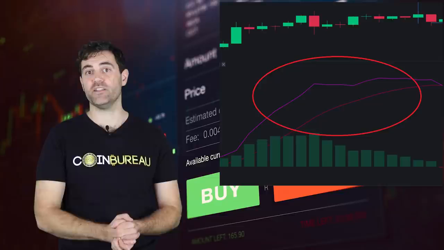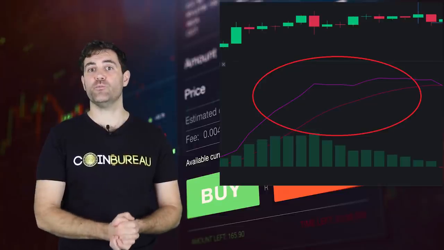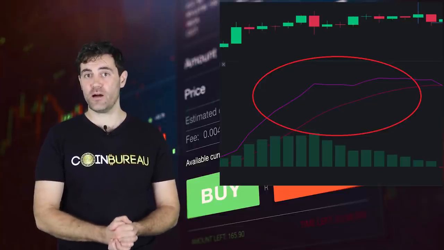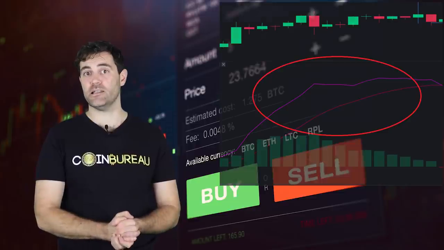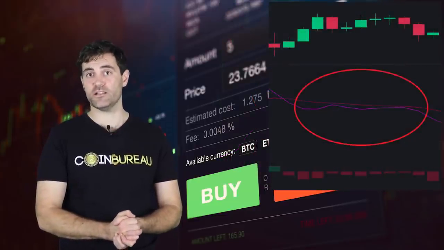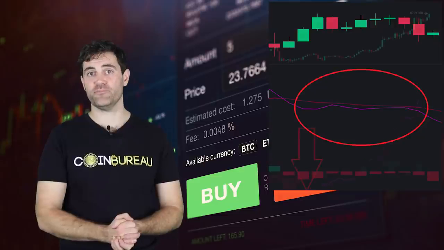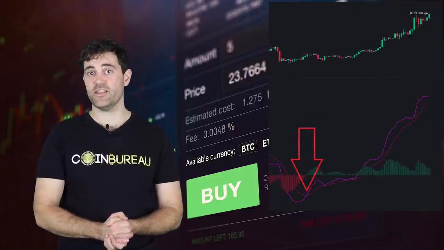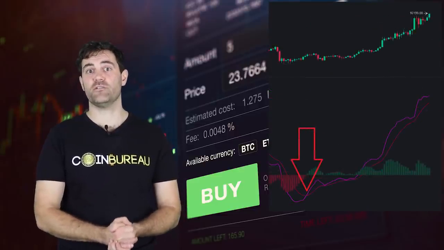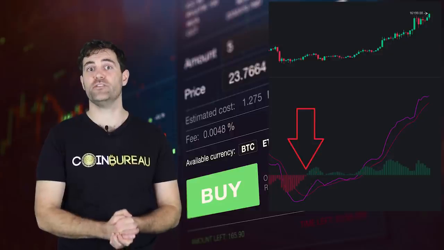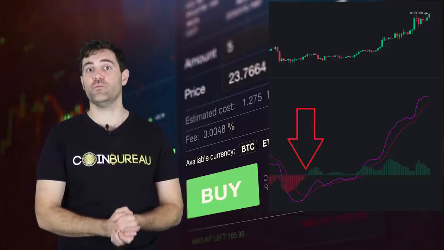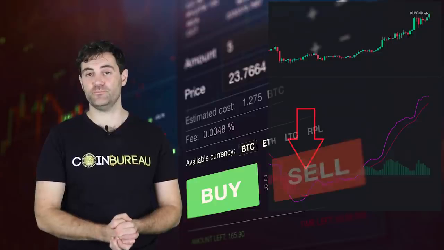For the purposes of this video, all I'll say about the MACD is that when the two lines you see are far apart, it means that price volatility is low. The closer those lines are together, the higher the volatility. If those two lines cross, this indicates that the price is going to change direction in the coming hours or days, and the direction of the bars you see will tell you which way the price is likely to go.